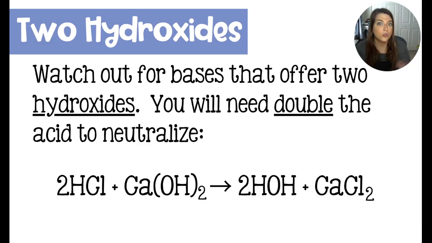You can have a triprotic acid like H3PO4 with a base that offers two hydroxides. Truthfully, you're just going to figure out what needs to happen when you balance the chemical equation.